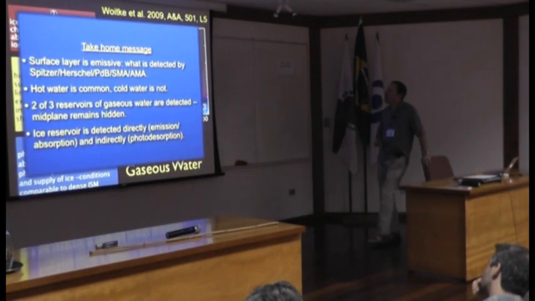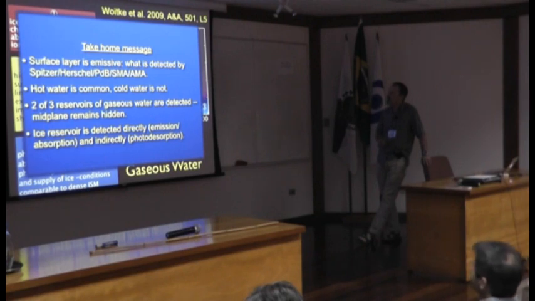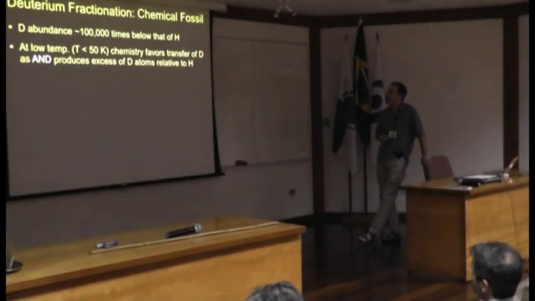Okay, so what do we know? We know that we're seeing water. It's probably surface water because it's optically thick. That is, we're not seeing the midplane. Hot water is common, cold water is not. All right, and we've detected the ice reservoir as well.